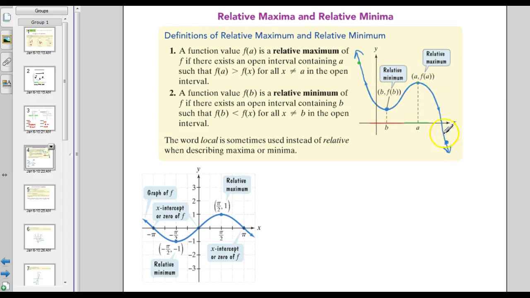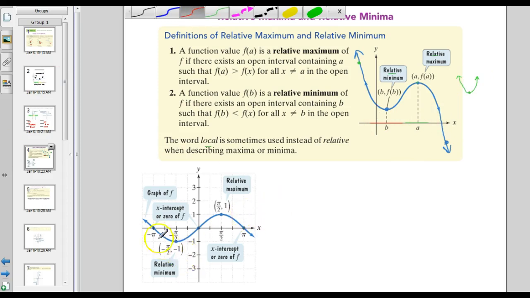Now, if there is a biggest value on an entire graph, not just an interval, the entire thing, it's called an absolute maximum or minimum. For instance, the graph y equals x squared decreases, hits that low point, and then increases. That's the low point. By definition, it is a relative minimum, but it's also an absolute minimum because there's nothing lower at any point on the graph. All right, let's come over here to this example and make sure we got it.